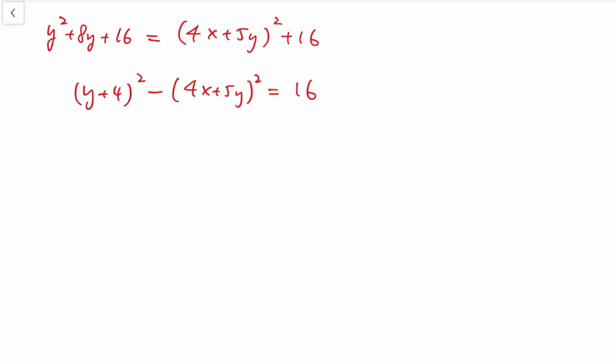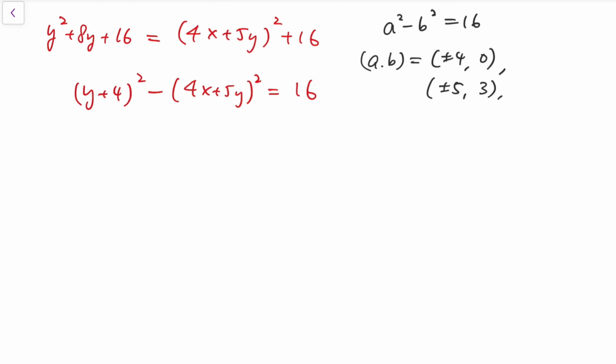Now we can just look at an equation of this form, difference of integer squares equals 16. We have either one equals plus or minus 4 and the other equals 0, or one equals plus or minus 5 and the other is either plus or minus 3. Then we can say that y plus 4 and 4x plus 5y take these 6 possible pairs of values.